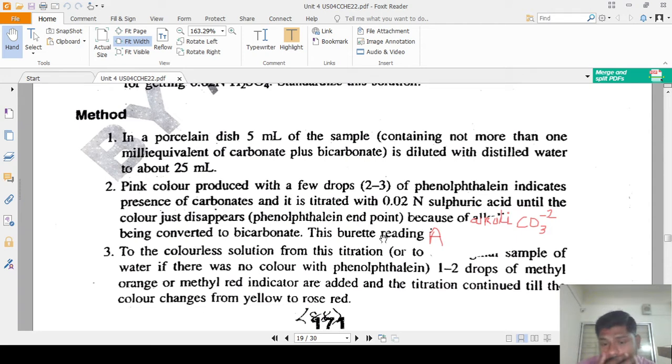Here, when you add sulfuric acid from the burette into that evaporating dish, the pink color is removed. The removal of the pink color indicates that all the carbonate CO3 2- present in the water is now neutralized. Now there is no CO3 2- present in the water. That burette reading is noted down as capital A.